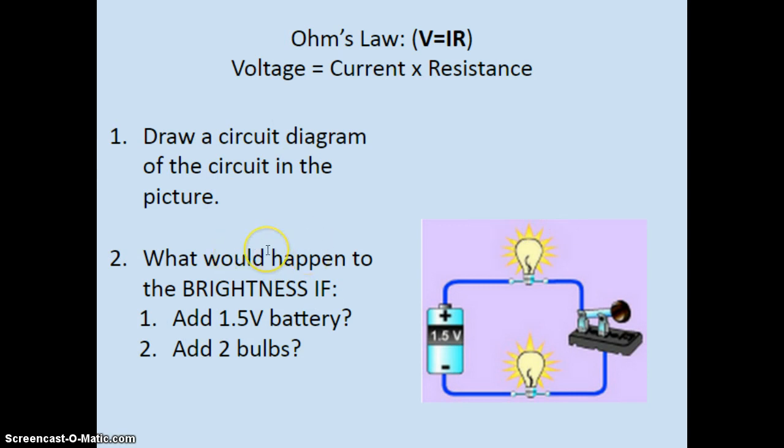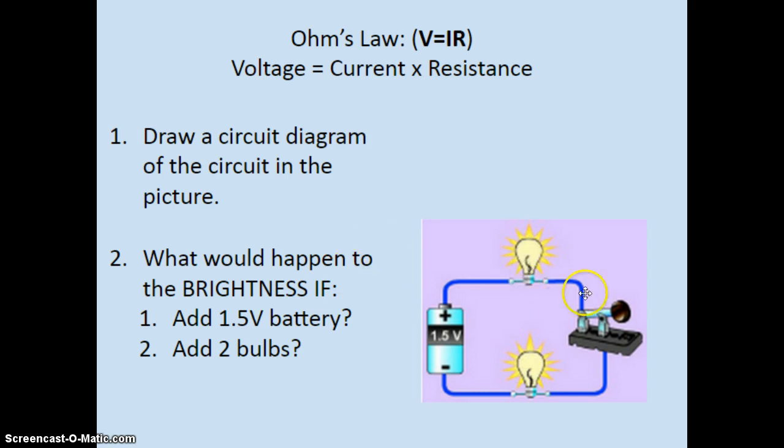But now let's apply Ohm's law. V equals IR. Voltage equals current times resistance. So what would happen to the brightness? We're going to associate brightness with current. So what would happen to the brightness of these two bulbs if I added a 1.5 volt battery? Well, let's think about this. If I go from 1.5 volts and add another one, I would go to 3 volts. If I had twice the voltage, I would actually have twice the current. So therefore, these would get twice as bright.